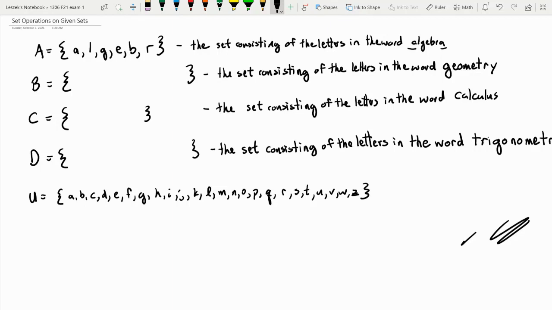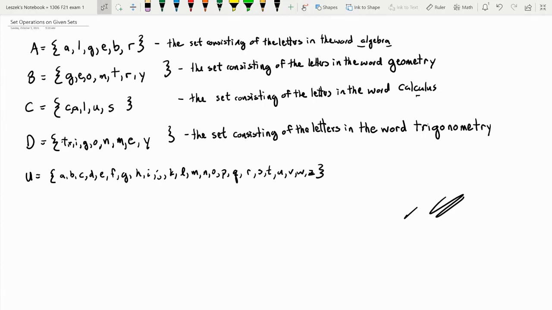Set B is the set consisting of all the letters in the word geometry. So G, E, O, M, E, but we already have that listed, T, R, Y. Then we have the set consisting of all letters in the word calculus. We already have C. Now we have U. L is listed, U is listed, so now S. Perfect. And then the last one's just trigonometry.